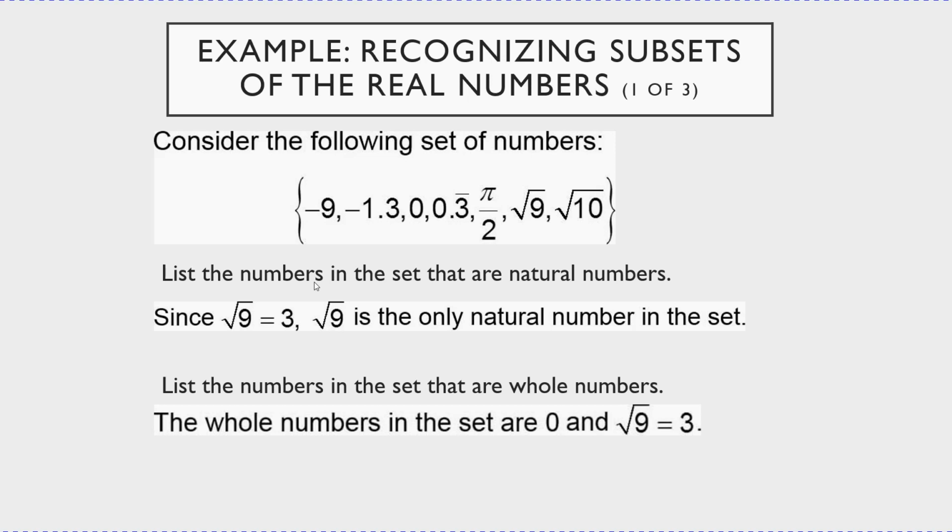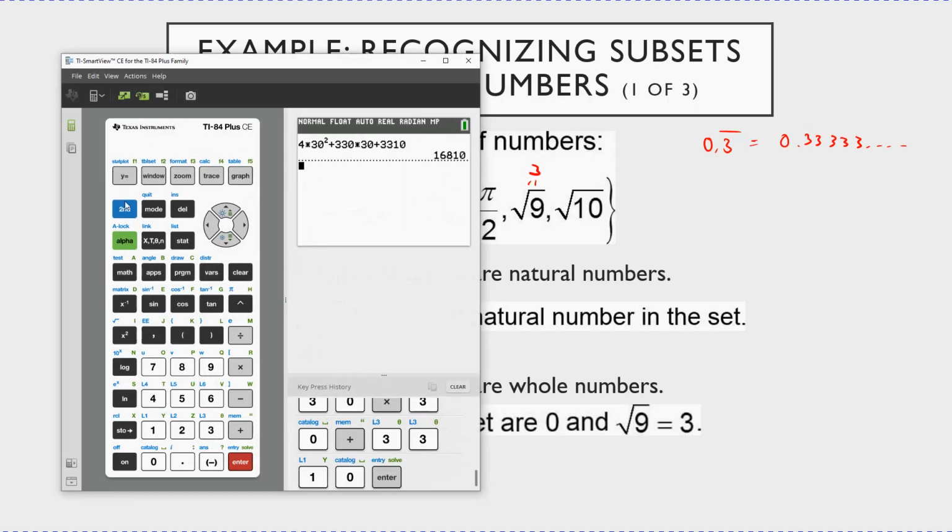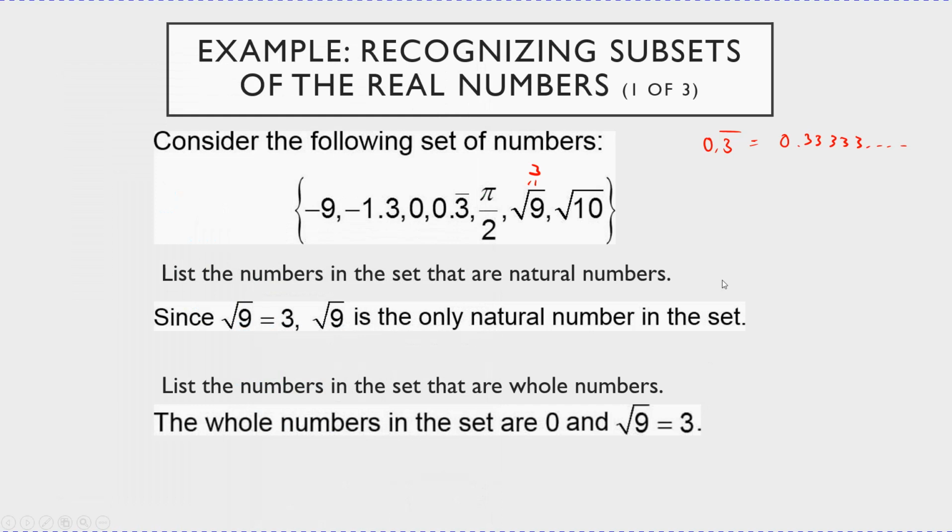Consider this set here. We have -9, -1.3, 0, 0.3 repeating. The bar over it means the 3 keeps repeating. Then pi over 2, the square root of 9, just remember that's the number 3, and the square root of 10. Just so you can get an idea of what the square root of 10 looks like, it looks like this. Do you see a pattern here? Maybe not. We'll talk about it.